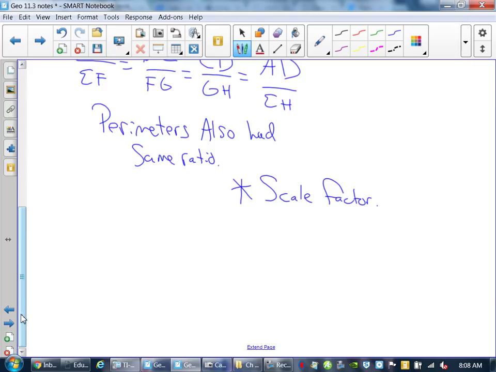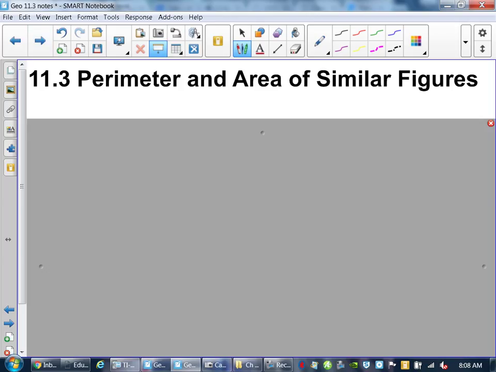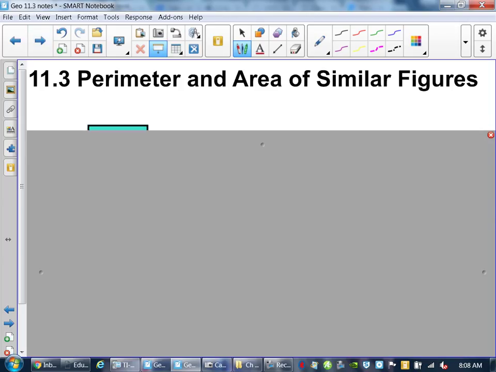Well, what happens today when we start getting into the perimeter and areas, in 11.3, just like we had before, similar figures have the common scale factor. Similar figures have the common scale factor for their perimeters as well. And then with the areas, this is actually pretty simple. So we have ratios of sides, which was A to B. Ratio of the perimeters was A to B.